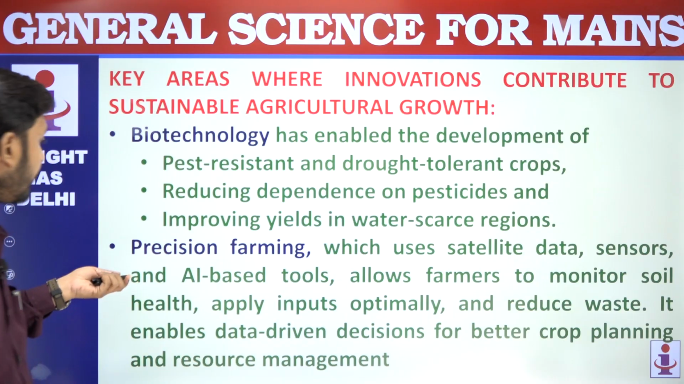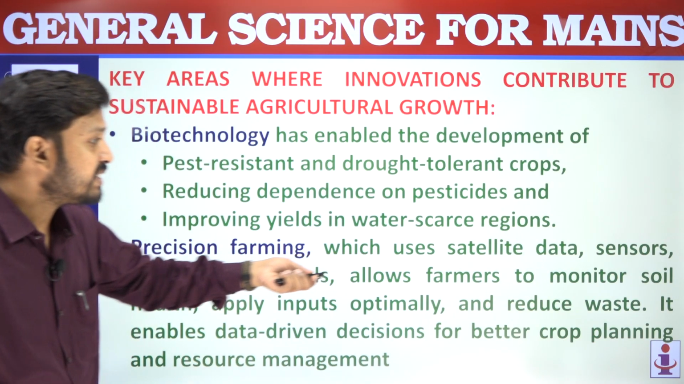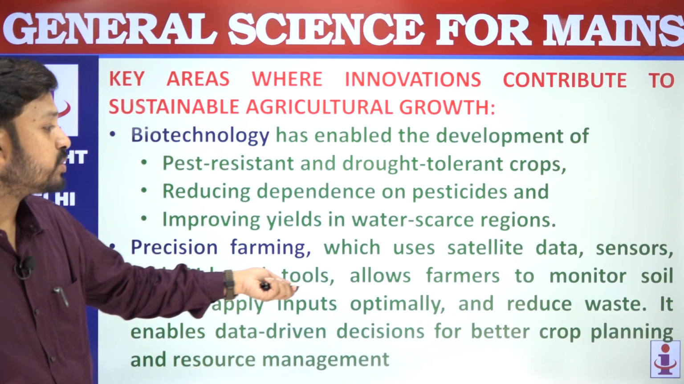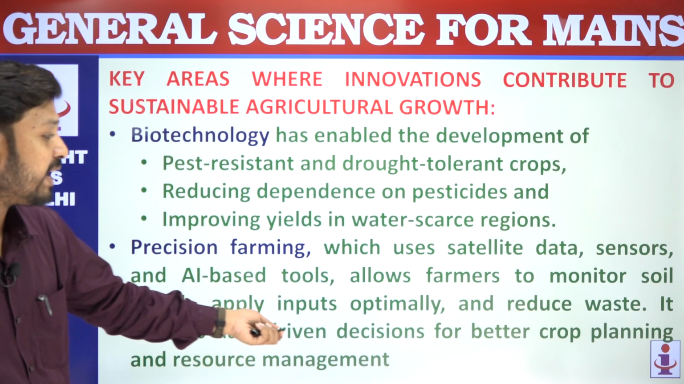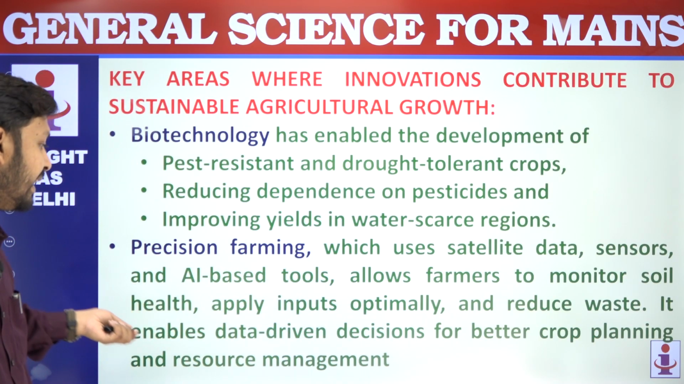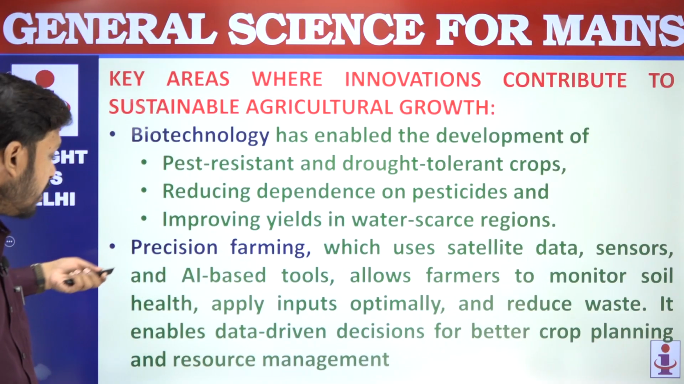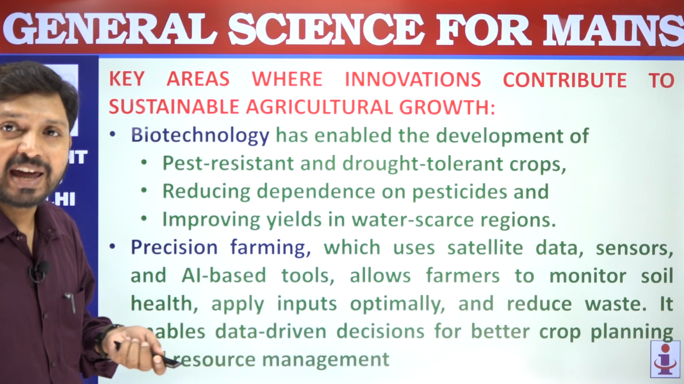Let's see. Precision farming, which uses satellite data, sensors and AI-based tools, allows farmers to monitor soil health, apply inputs optimally and reduce waste. It enables data-driven decisions for better crop planning and resource management, okay?